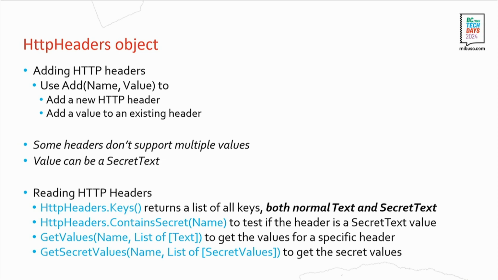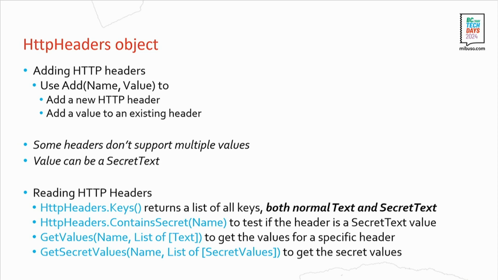Now, how do we work with the HTTP headers? We have an HTTP headers object, and we use that to add a name-value pair. The name-value pair is used to create a new HTTP header if it does not exist, or if that header already exists, it tries to add the value to the existing header. So then we basically create a header with multiple values. But some headers do not support that, so in that case you will get an error message.